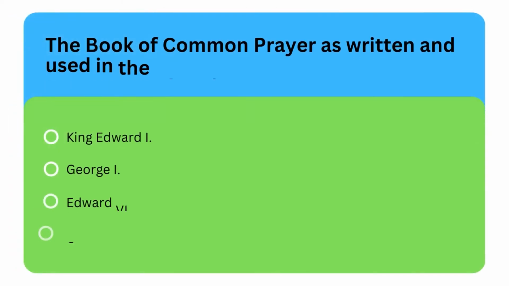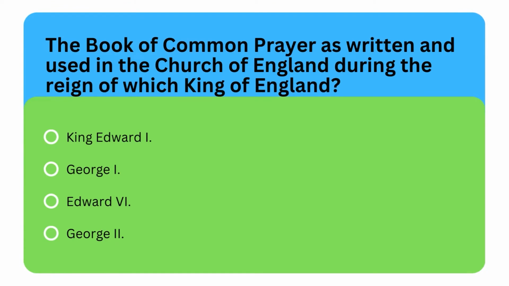Next question is, the Book of Common Prayer was written and used in the Church of England during the reign of which King of England? Options are King Edward I, George I, Edward VI, or George II. So the correct option is third option. It was during the reign of Edward VI.